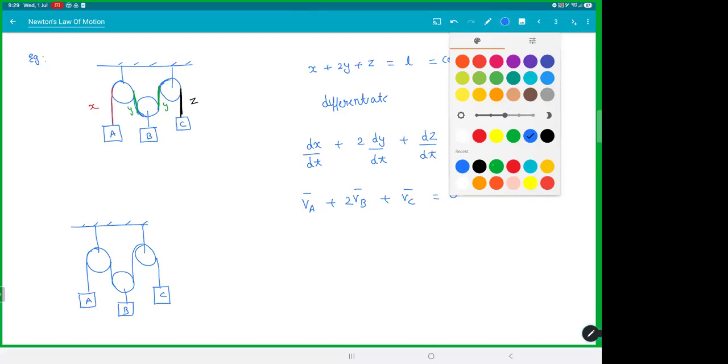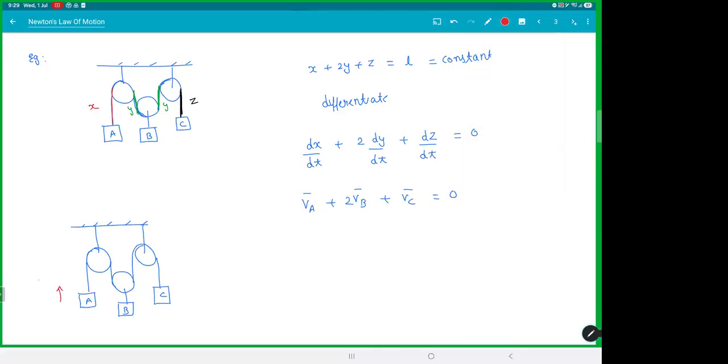Look at this with the numbers. Let's say A is going up with 2 meters per second. And let's say B is going down with 3 meters per second. And then they ask you to find VC. Now apply in the formula. Up is positive, down is negative. You can take any convention here. So VA will be plus 2. VB is going down, so 2 into minus 3. That will be VC bar. So this will give you VC bar is plus 4. So this indicates it's going up.